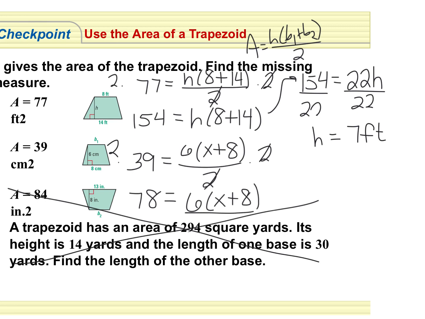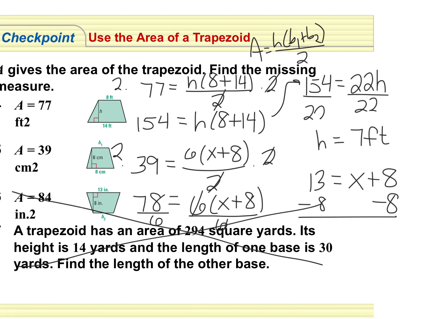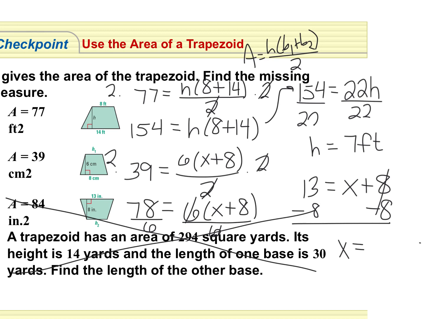Yep, get rid of that. Divide by 6. What's 78 divided by 6? So I have 13 equals x plus 8. Last step. Subtract 8. So what do we get for x? Yes. Good. 5 centimeters. Any questions on trapezoids? Biggest thing is this formula right here that I have on the board. Okay, use this formula.